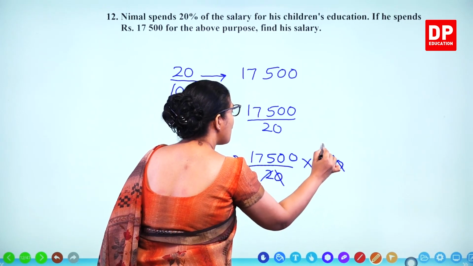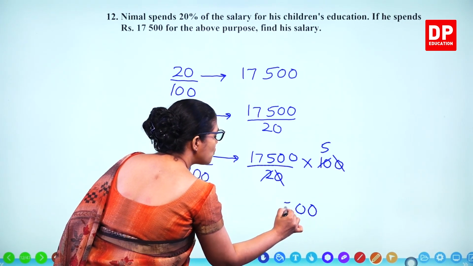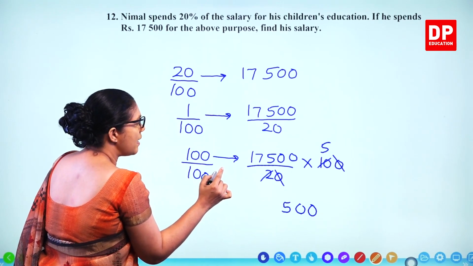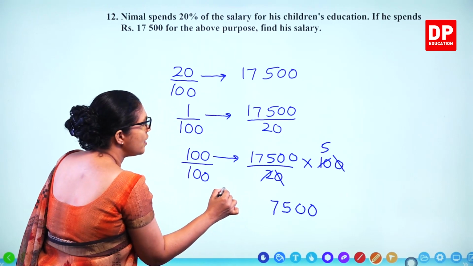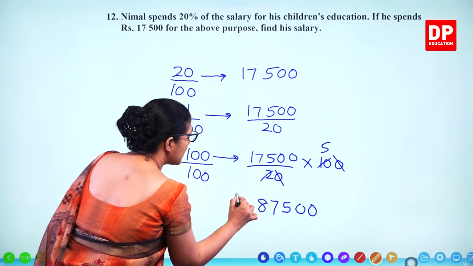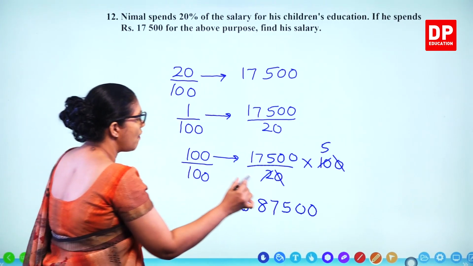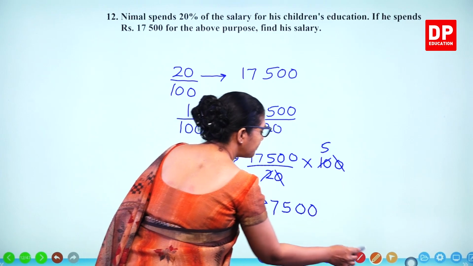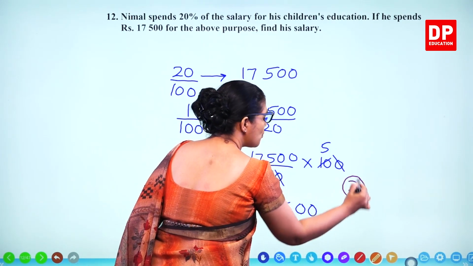0, 2 times 5. 5 times 0, 0, 0. 5 times 5, 25. 2 remaining. 5 times 7, 35 plus 2, 37. 3 remaining. 5 times 1, 5 plus 3, 8. 87,500 rupees. You get 2 marks.